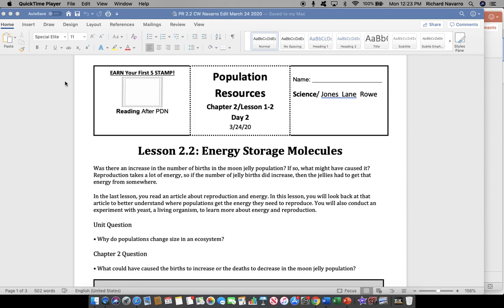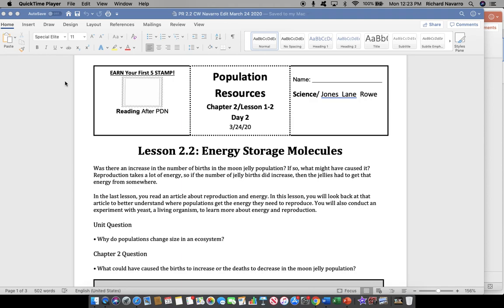This lesson will be chapter 2, lesson 2, energy storage molecules. Our unit question is dealing with the moon jellyfish population in the Arctic Sea. Now, we noticed that over a short period of time, the number of births of the moon jelly population increased. Our job that we've been tasked to solve is what might have caused it. We know that reproduction takes a lot of energy, so if the number of jelly births did increase, then the jellies had to get that energy from somewhere.